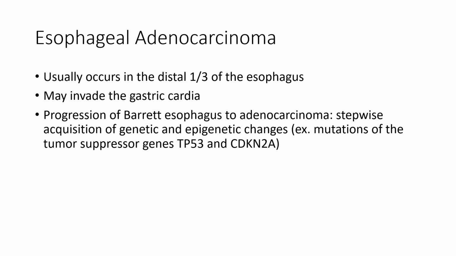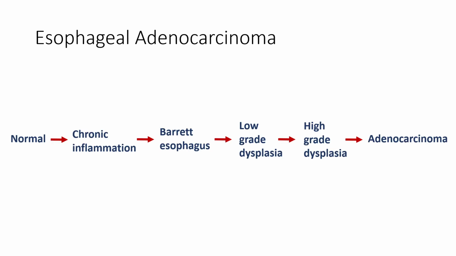So as we previously said, since esophageal adenocarcinomas occur usually in the distal esophagus, they may invade the adjacent gastric cardia. Progression from Barrett to adenocarcinoma occurs through a stepwise acquisition of genetic and epigenetic changes, as we will see in the next slide. And these changes include mutations in p53 and CDKN2A.